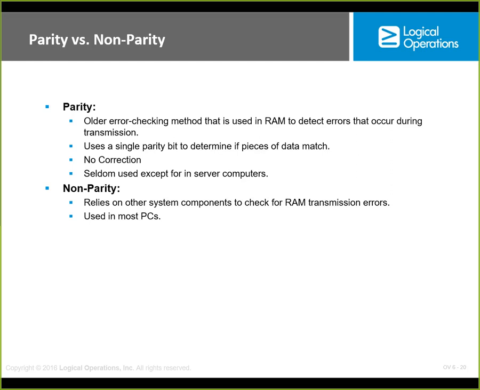Parity. An older error checking method that's used in RAM to detect errors that occur during transmission. It uses a single parity bit, an extra bit. Each byte is going to be 8 bits, and then we'll have an extra bit for parity if we have parity memory. It doesn't do any correction. And again, it says it's seldom used except for server machines. Non-parity relies on the other system components to check the RAM, and that's what we typically use.